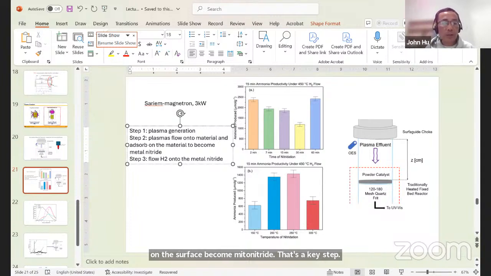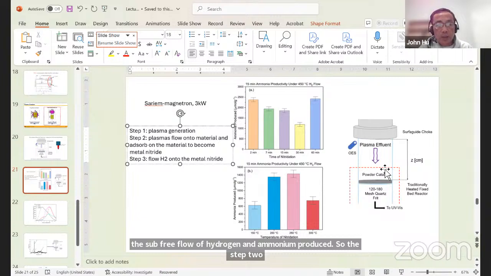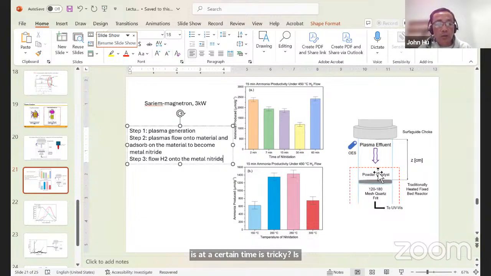And then someone mentioned the rate determination step. That means it's a slow step. It's really to control the whole process. Okay. Step 3, flow hydrogen and ammonia is produced. So step 2 is adsorption time. It's tricky. It depends on how long you adsorb this plasma before you flow the hydrogen onto it.